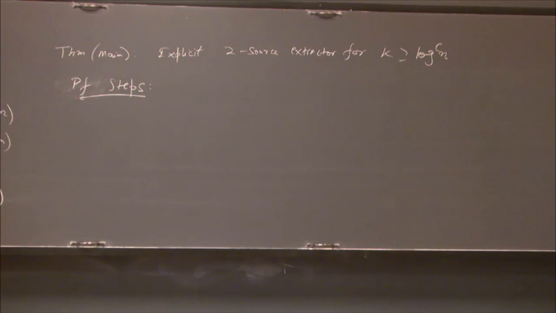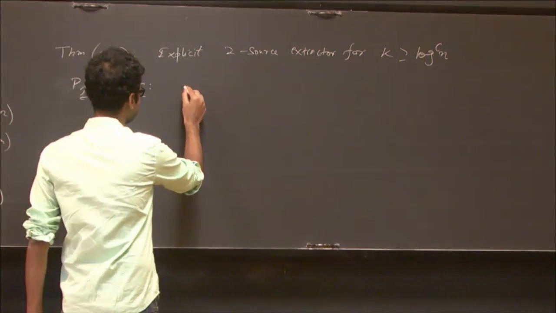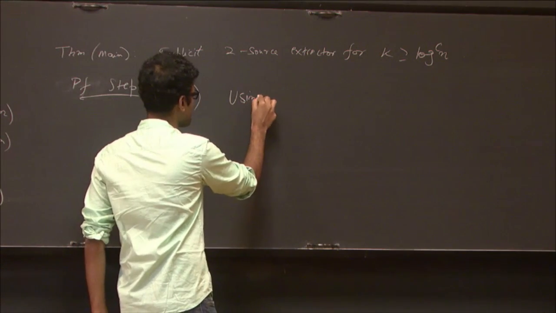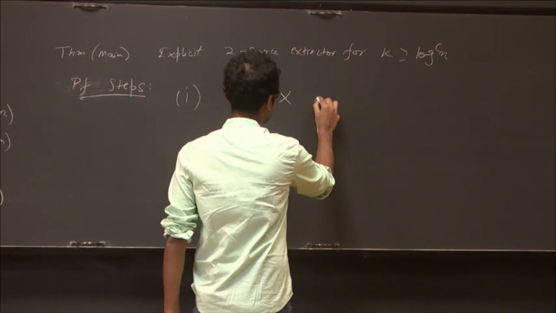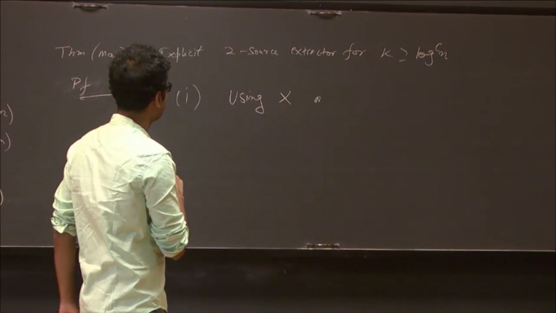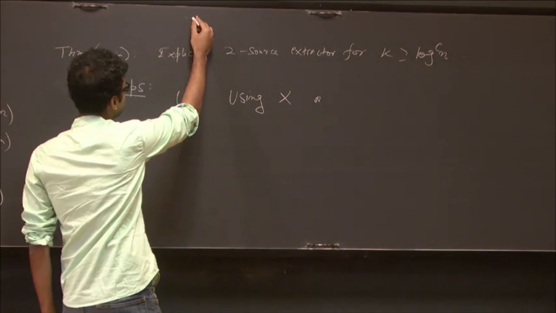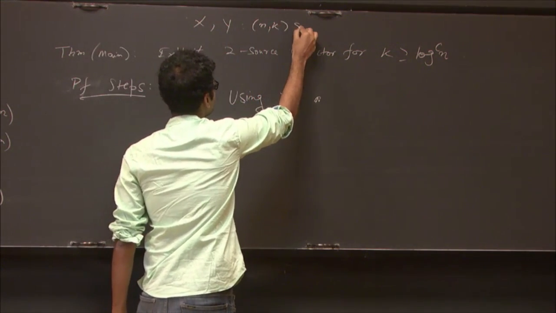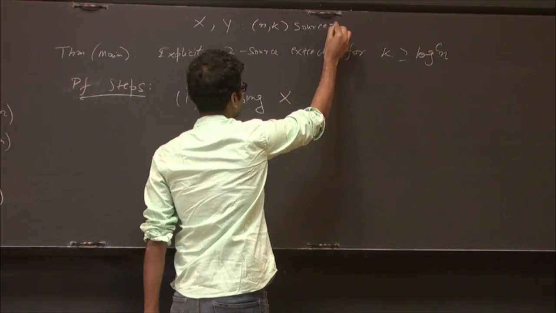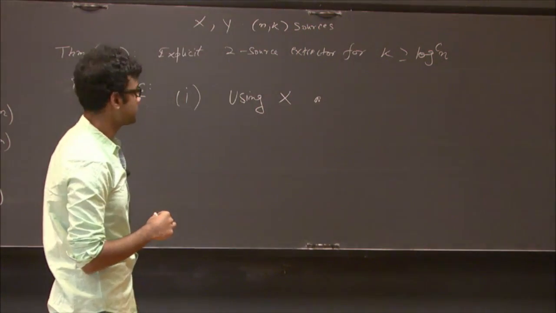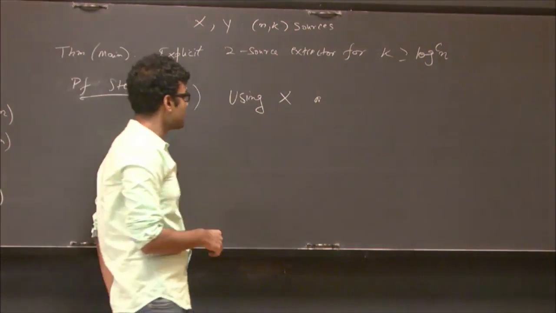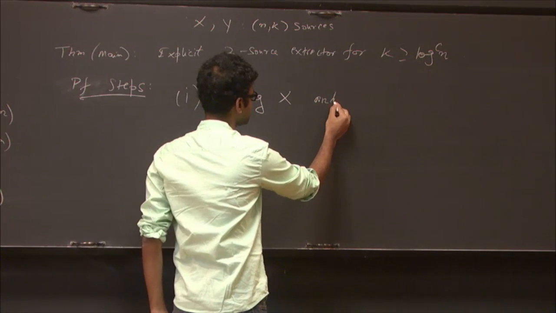Our proof can, on a very high level, be broken down into two parts. So the first part is using X. So we'll assume that the two independent sources are X and Y. Right? So they are on n bits and they have min entropy at least k. So our first step is using X and Y.